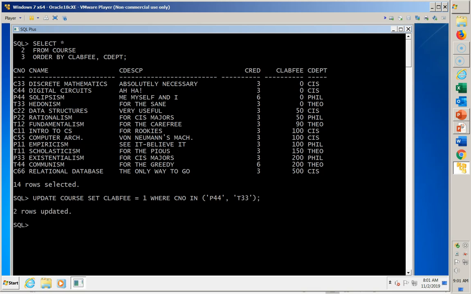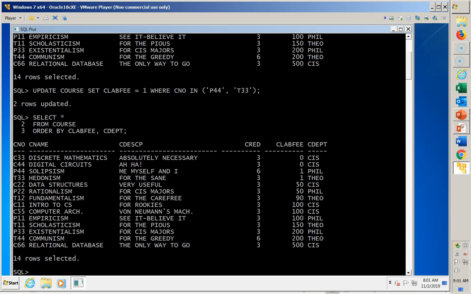Now, when we examine the table, what we notice is the smallest overall lab fee in any department is 0, and this lab fee is held only by CIS courses. The smallest lab fee held by a non-CIS course is 1.